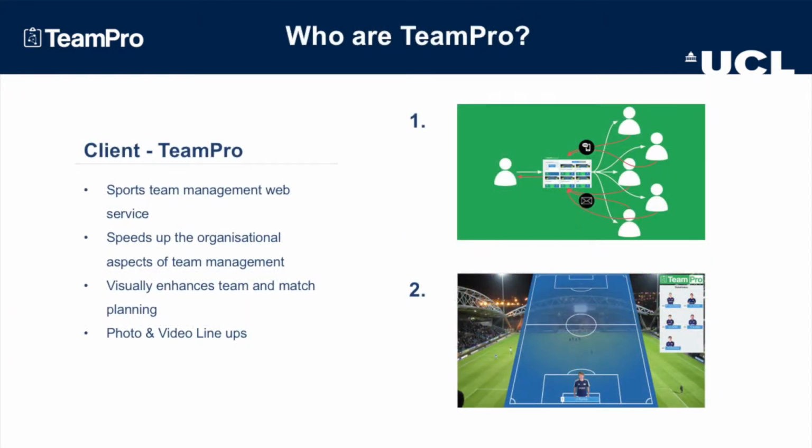Team Pro is a fast-growing software startup from Brighton which provides web services to sports teams. Their product consists of two main features. First, they facilitate event and squad management, and second, they visually enhance team sheets through video and photo lineups. Team Pro's vision is to give every team the professional treatment.